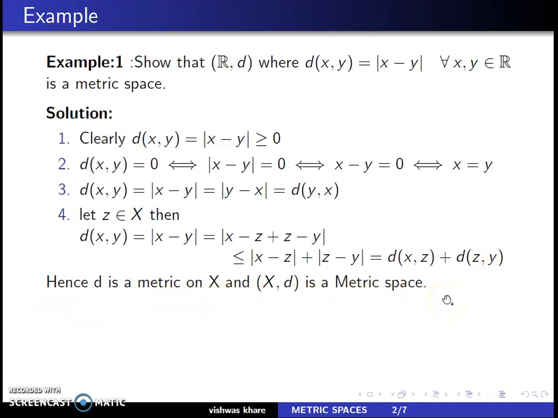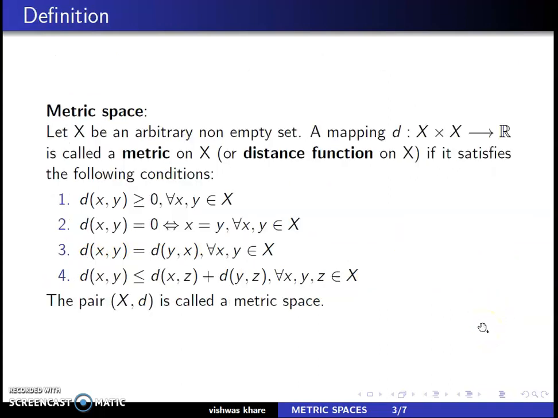So by this example, we can say a set (R, d) becomes a metric space if d satisfies these four properties: d(x,y) is greater than or equal to 0, d(x,y) equals 0 if and only if x equals y, d(x,y) equals d(y,x), and for any z belongs to X, d(x,y) is always less than or equal to d(x,z) plus d(z,y). Now let us see the precise definition.